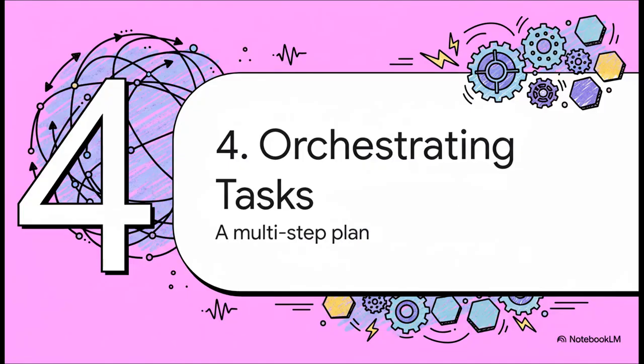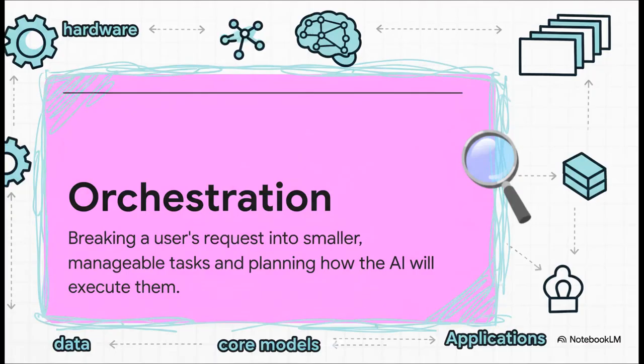So, our model is now smart and it's up to date. Awesome. But what happens when a user asks a really complex question? Something that requires more than just a single simple answer. Well, that's where the orchestration layer comes in. You can think of it as the project manager for the AI. Orchestration is all about breaking down a big, complex request from a user into a series of smaller, more manageable tasks. So instead of just spitting out one single answer, the AI actually uses its reasoning ability to create a multi-step plan to truly solve the user's problem.